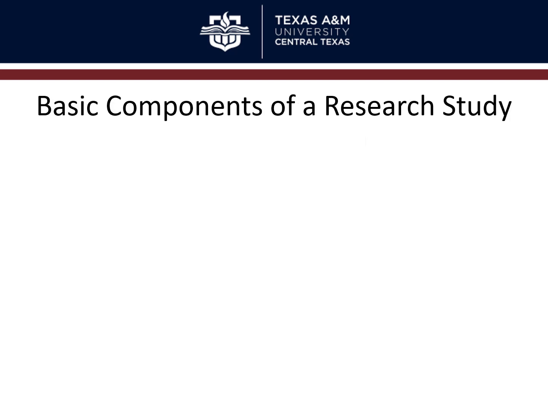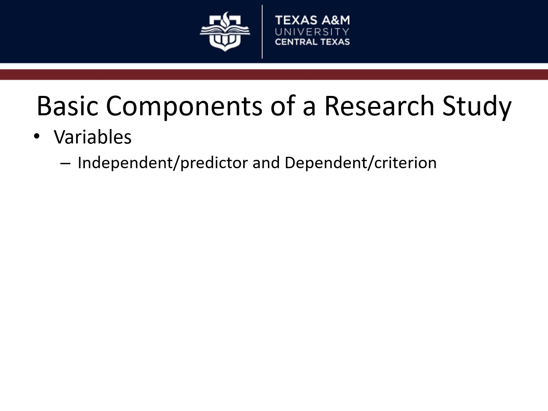Okay, moving on to the last few things here. Basic components of a research study. Obviously, you're going to have variables. And if you're doing an experimental study, you're going to have an independent variable and a dependent variable. The independent variable being the one that the researcher manipulates, right?